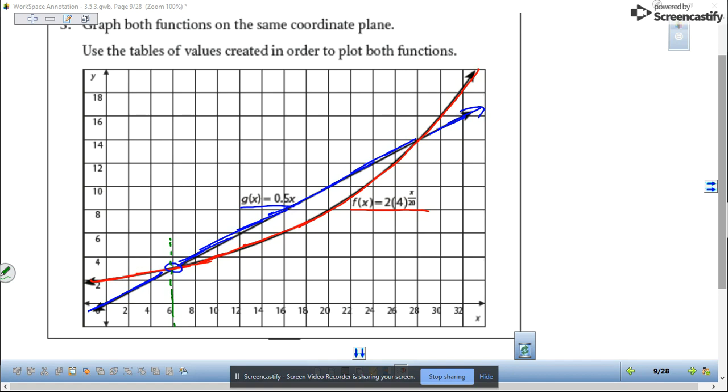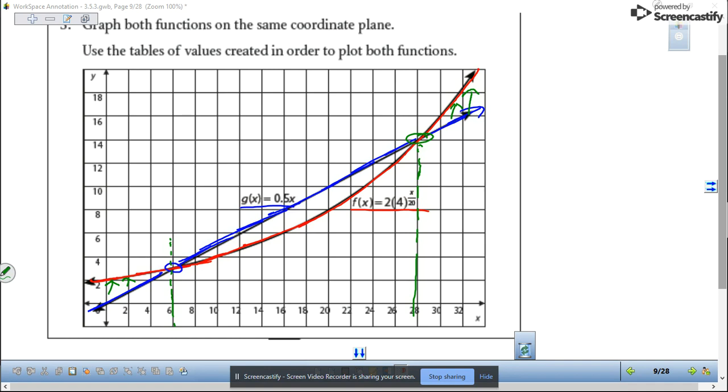And then again, at any point after 28, to the right of 28, so 28, 30, 31, 32, so on and so forth, f of x will be greater than g of x, right? Because our red line is above our blue line. And then the same thing is true for any number less than 6. Because again, our red line is above our blue line.